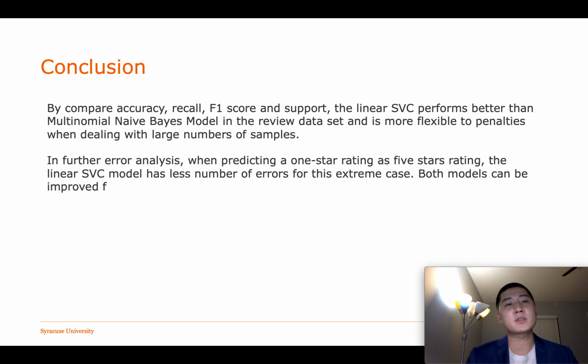So our conclusion for this project is, by comparing accuracy, recall, F1 score, and support, the linear SVC model performed better than the multinomial naive Bayes model on the review dataset. When dealing with the extreme cases, for example, predicting 1-star as 5-star and 5-star as 1-star reviews, the linear SVC model also has fewer errors when compared with the multinomial naive Bayes model.